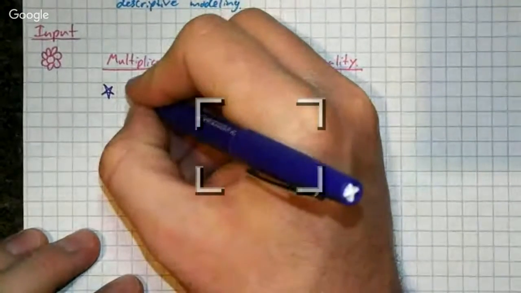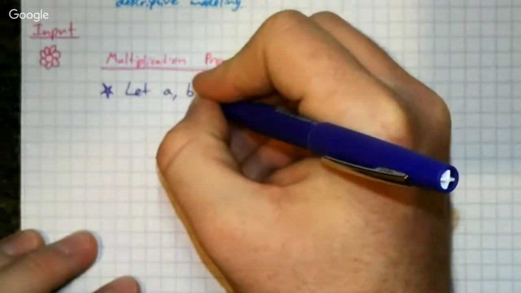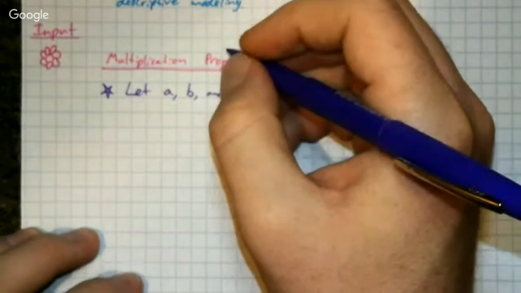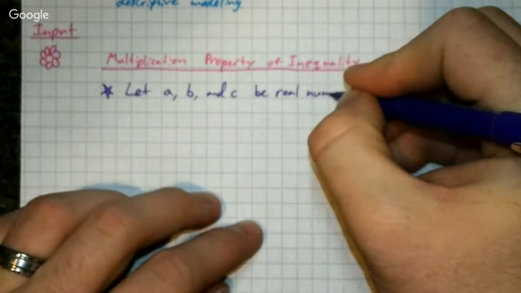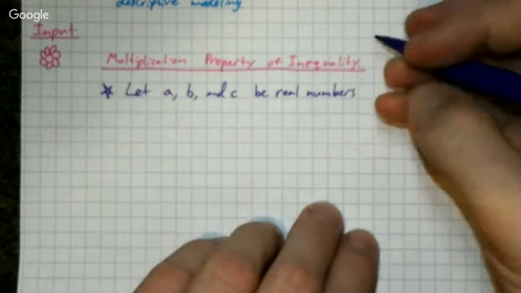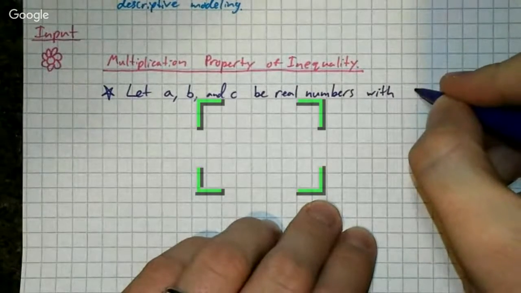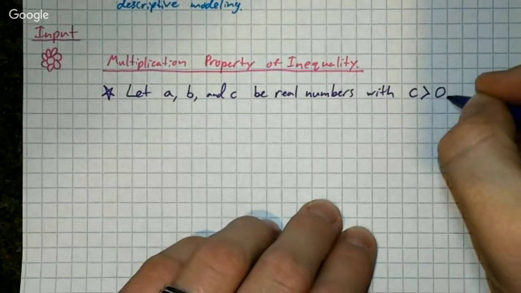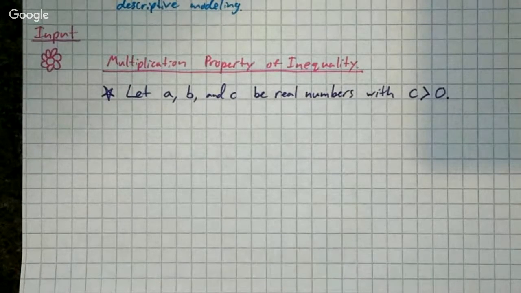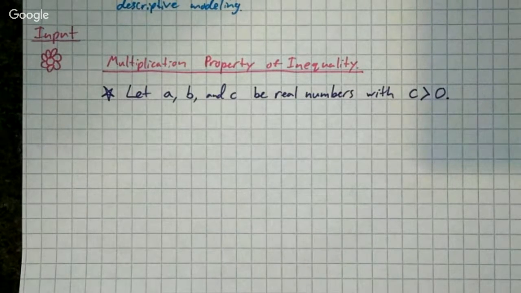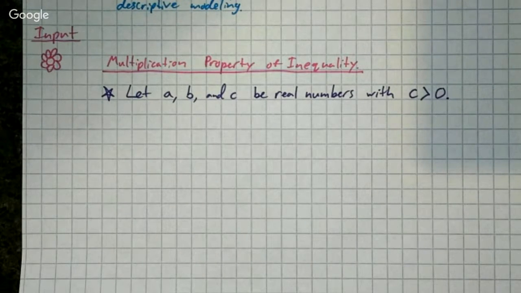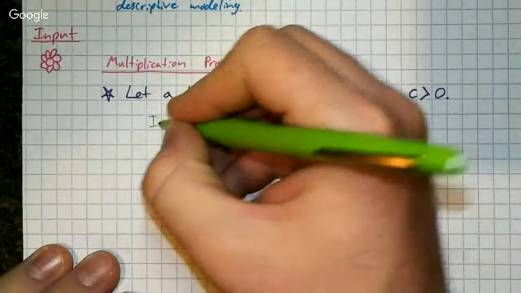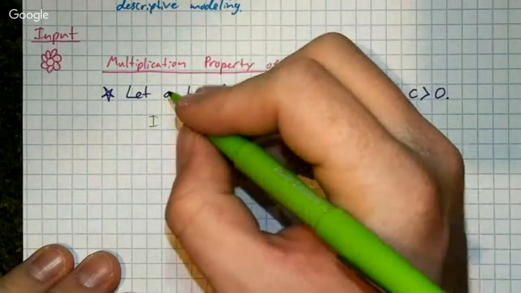So we are going to let A, B, and C be real numbers with C greater than 0. So the situation I'm describing right here: A, B, and C are all real numbers, and then C is greater than 0, so any number greater than 0. Now, if that's true, then we have two different things we can see.